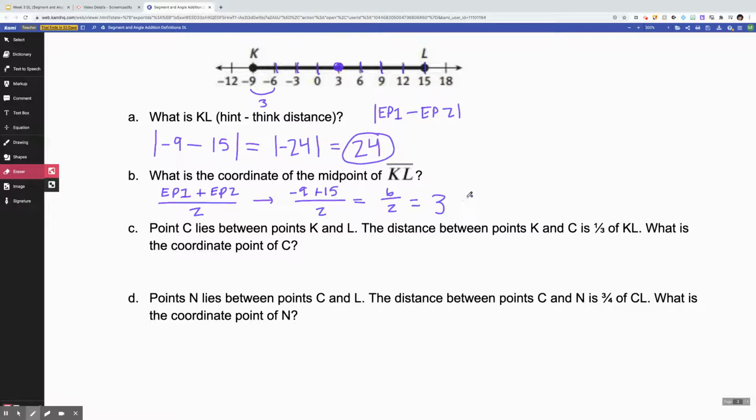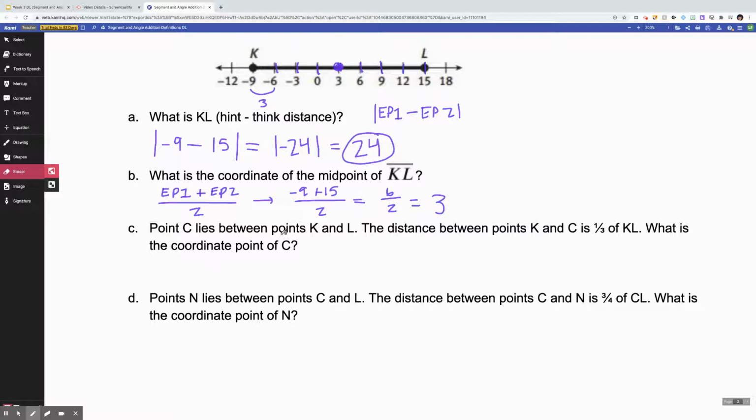It's that actual location on the number line, which if you look at the picture, it looks like the middle, right? You've got 4 kind of tick marks on the left and 4 tick marks on the right of that. It's right in the middle, okay? Part C and part D is where they get a little bit tricky, okay? So let's take a look at these.